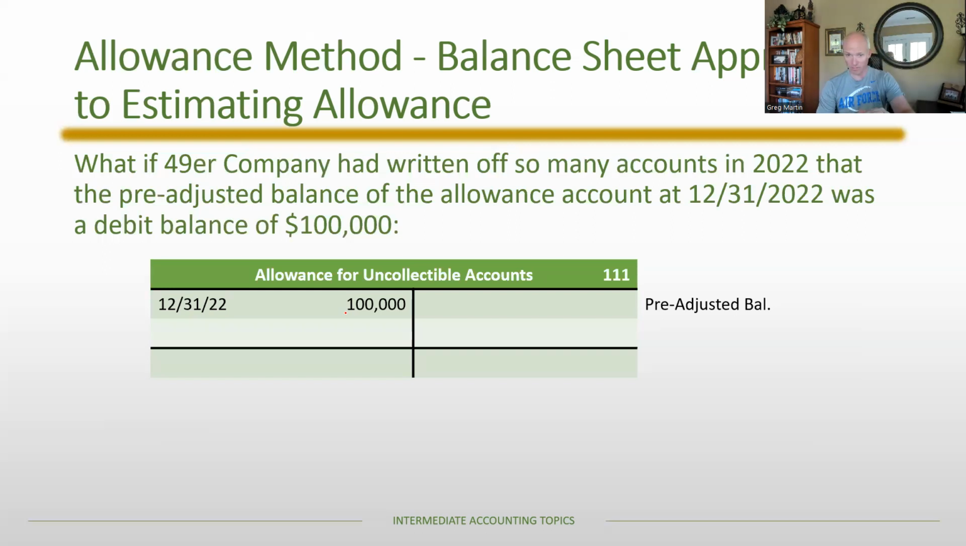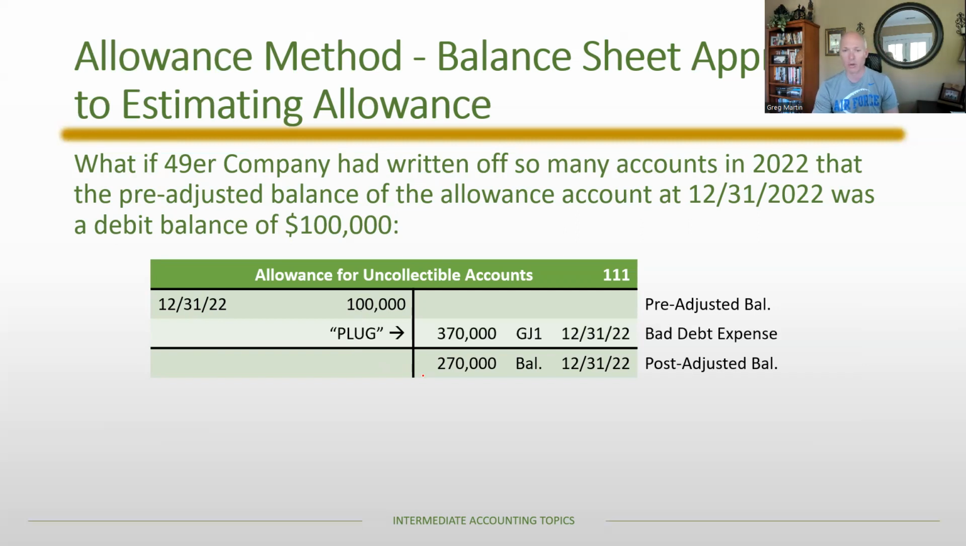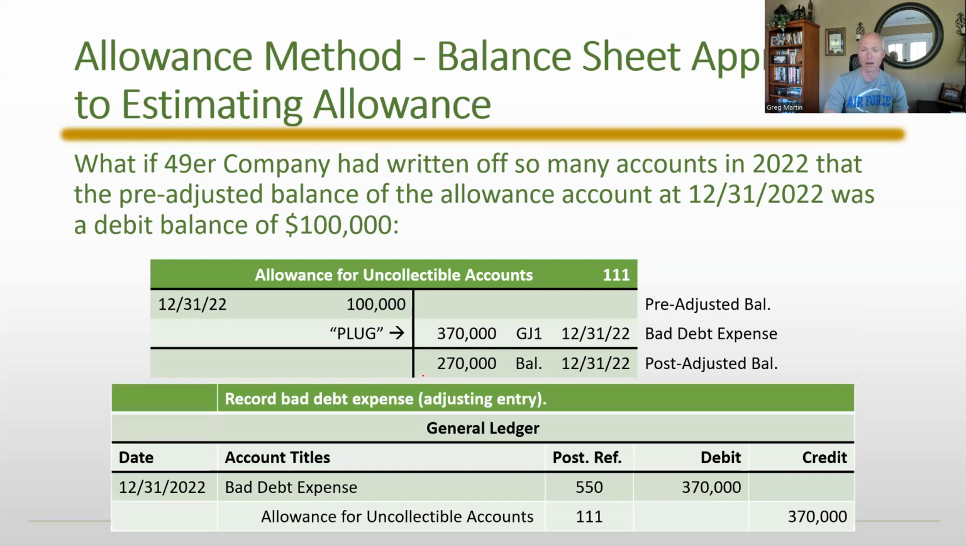Still the same aging table, nothing changed there. So the post-adjusted balance still needs to be $270,000. And so now the question is, how do I go from a $100,000 debit balance to a $270,000 credit balance? Well, the only way we can do that is through a $370,000 credit. And so that is the journal entry. We will credit the allowance for doubtful accounts 370, and we will debit the bad debt expense 370.